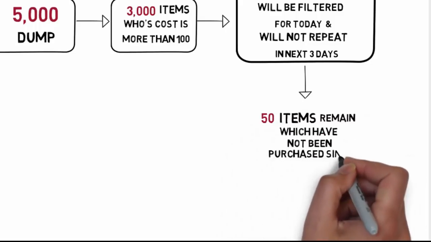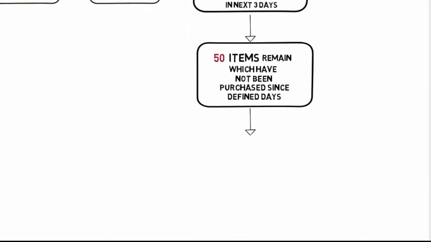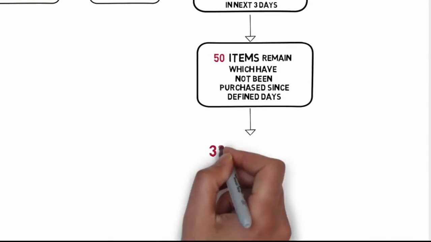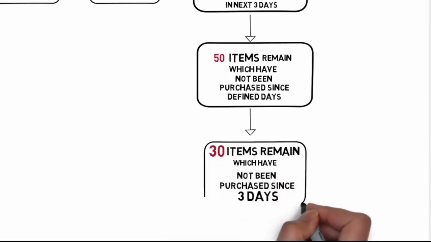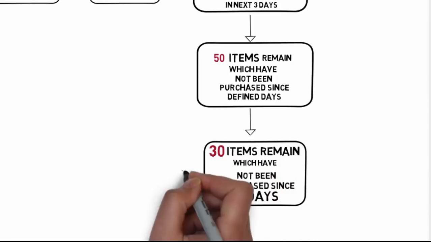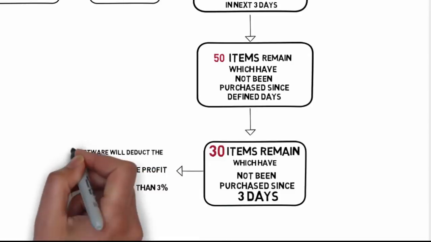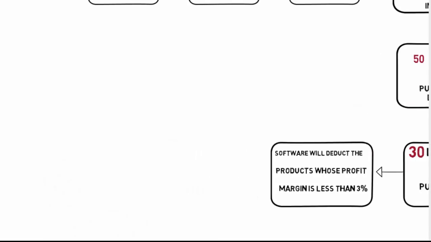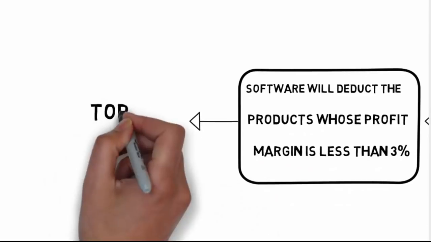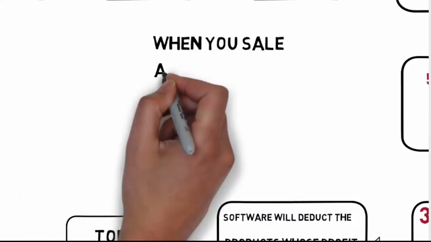Now from these 50 items, software will pick those items which have not been purchased since 3 days. Then only 30 items will remain. Now software will check the profit margin with that party. If it is less than 3%, software will deduct those products to promote. Now software will show you top 5 items first to promote. When you sell any one of them, next item will come out automatically.